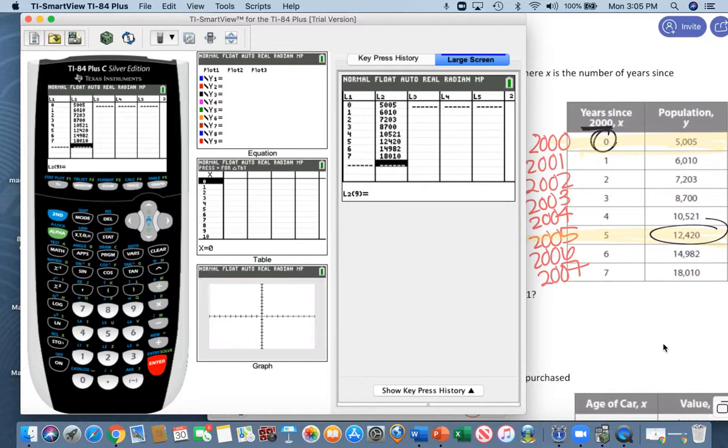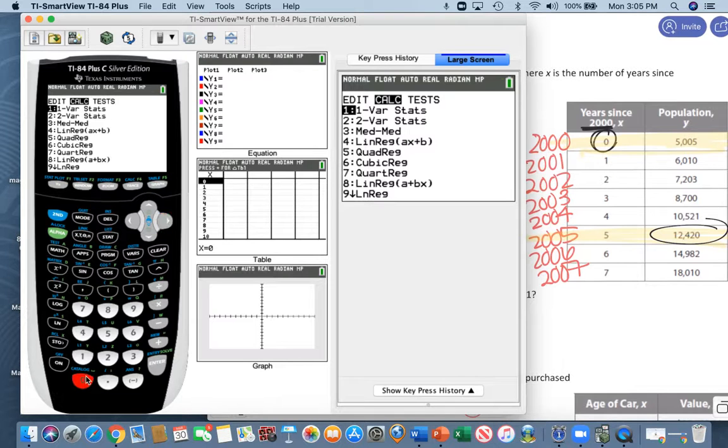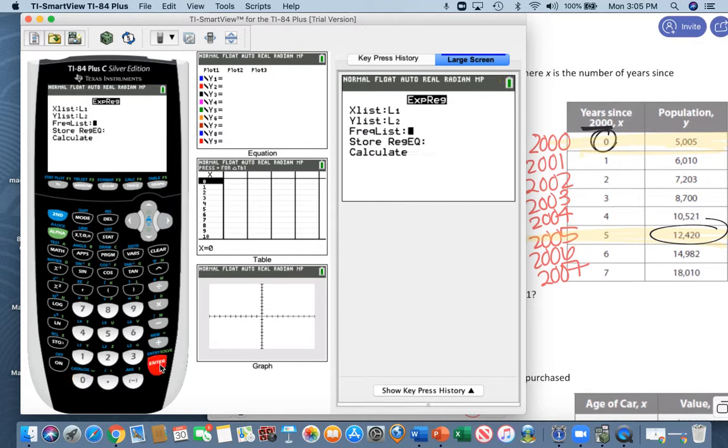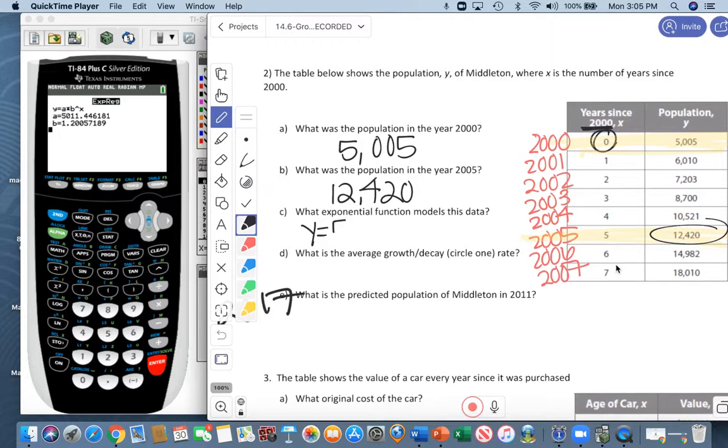Okay, so once I get all my values in, I then go to StatCalc, and I'm going to press 0 because it's exponential, and I press enter until I get to the next screen. There's my A, there's my B. So when I go to write, I've got y equals 5011.45-ish times 1.2 to the x. And again, I'm rounding.